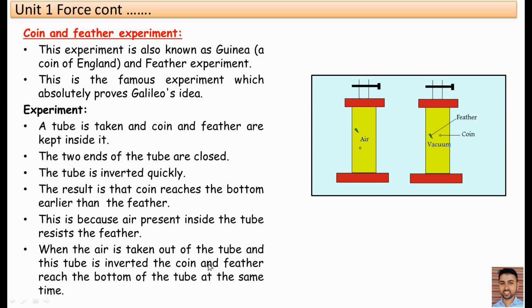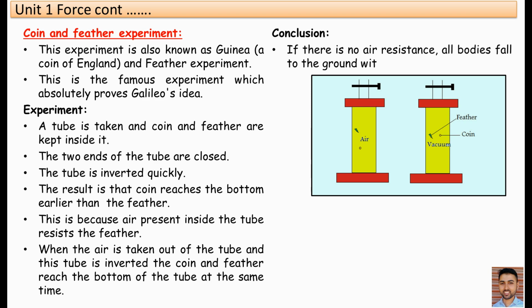In the same experiment, this is because the air present inside the tube resists the feather. Inside the tube there is air. Due to this air, the feather falls slowly because of the upthrust and resistance created by air.